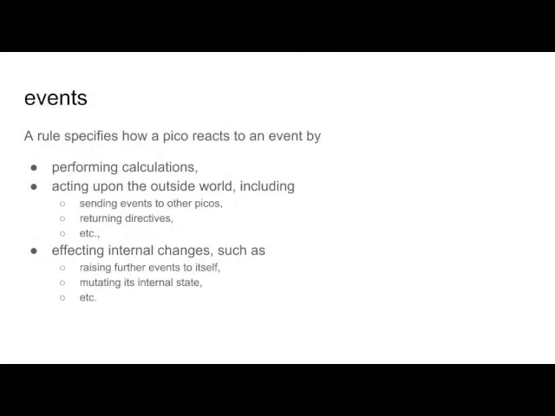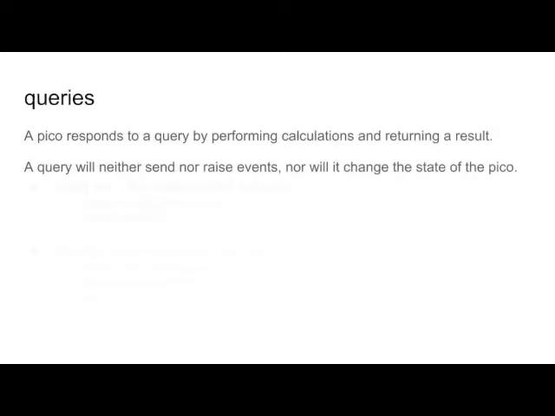For an event, several rules may be selected. Each will perform calculations, act upon the outside world, such as sending events to other picos or preparing a reply, and then it will affect internal changes, such as raising further events to itself or mutating the internal state of the pico. A query, on the other hand, is like a request-response. The pico responds to a query by performing a calculation and returning a result. It will neither send events nor change the state of the pico.